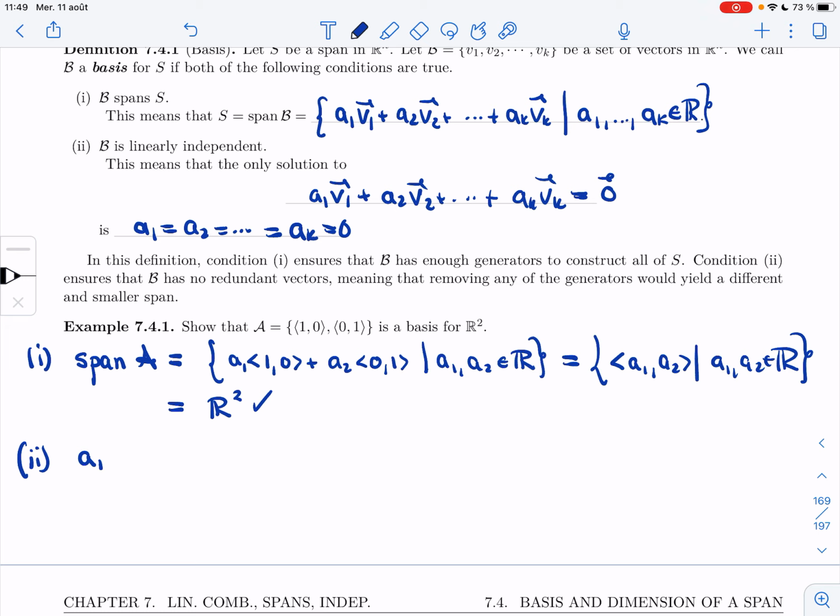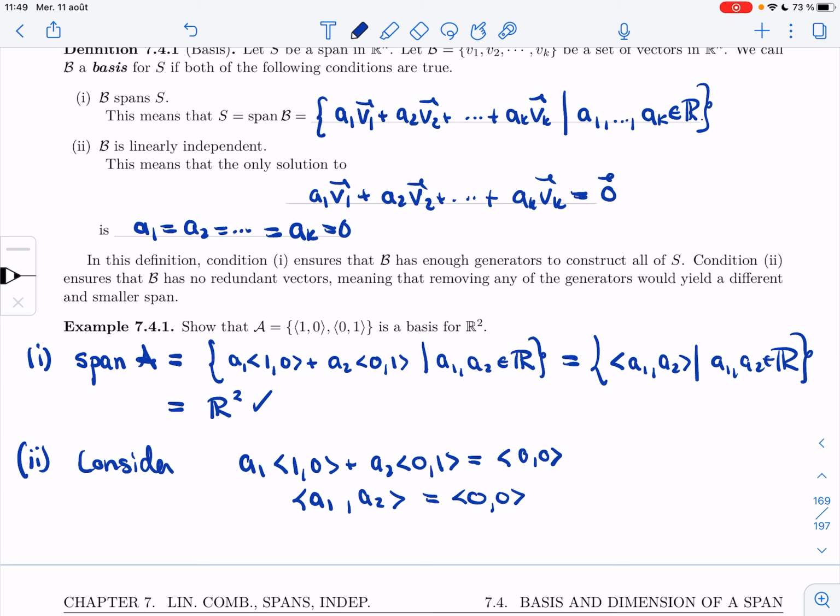So let's consider a1 times (1, 0) plus a2 times (0, 1) that's going to give you (0, 0). I want to know when this is true. If I spell it out, that means that (a1, a2) is (0, 0). And the only way that's true is if a1 equals 0 and a2 equals 0. So we do have that all our coefficients must be 0 in order for this to be true. And so, yes, A is linearly independent. All right, so we have that A spans. We have that A is linearly independent. And so, yes, A is a basis.